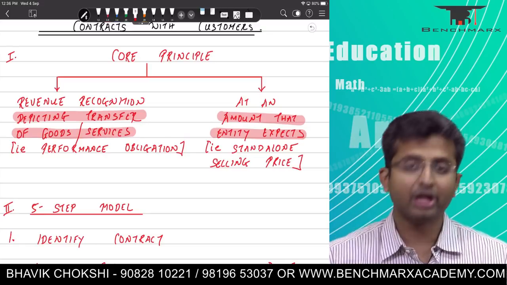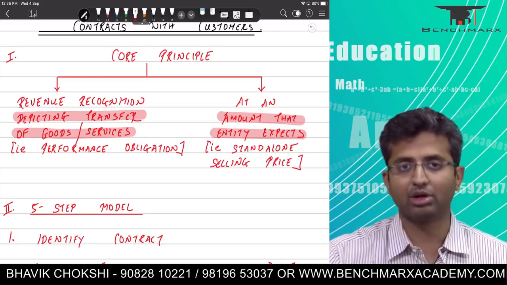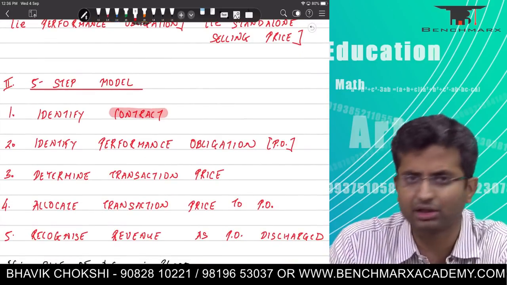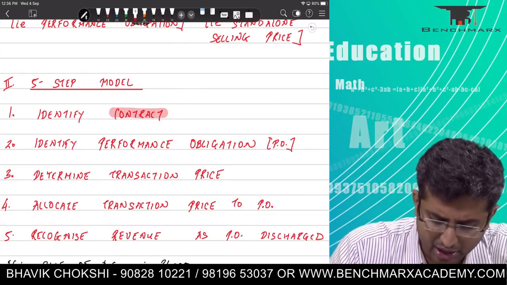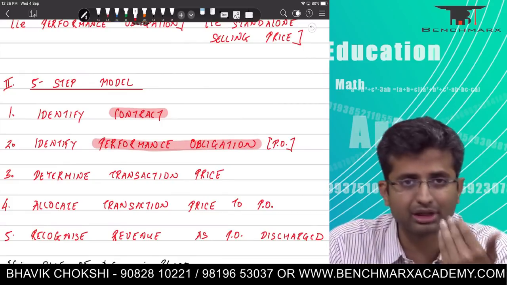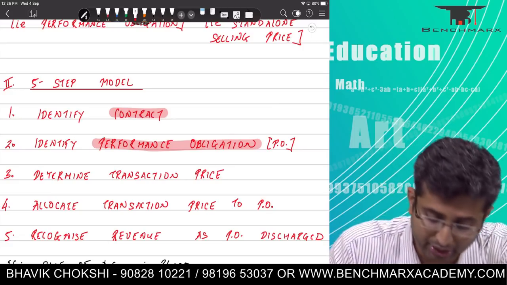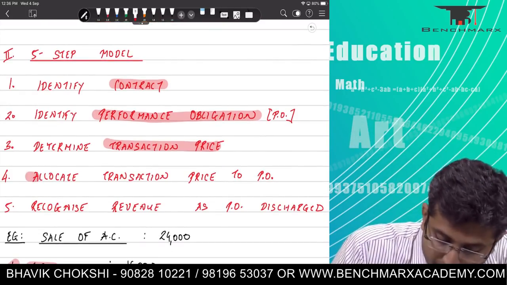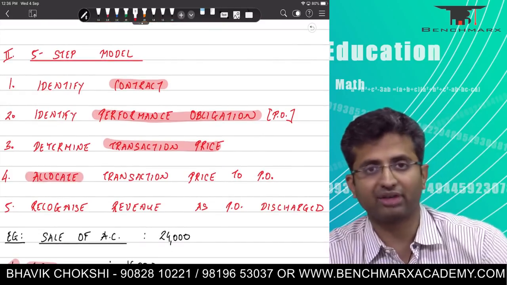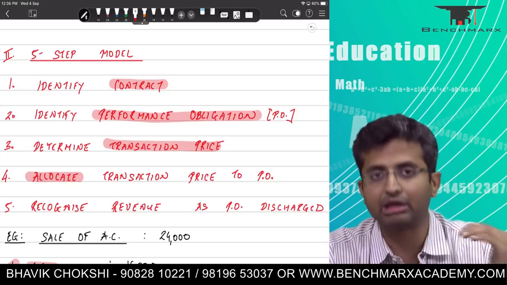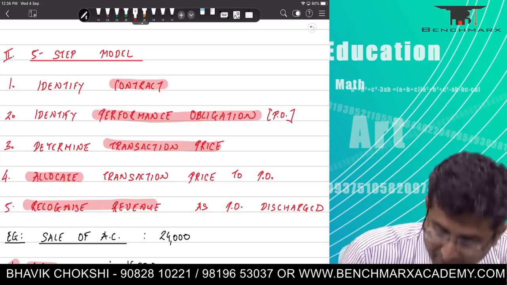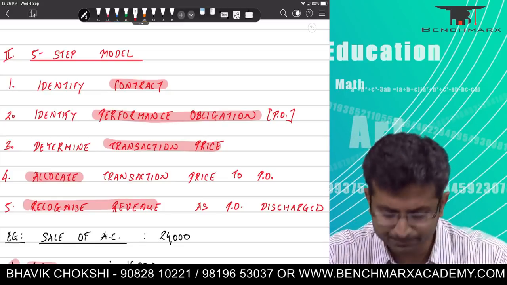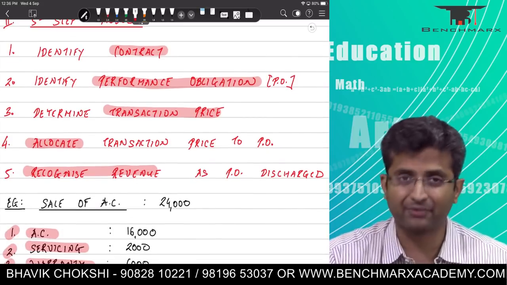Okay. So in order to implement the revenue recognition framework, the standard provides 5 steps. It says that you need to first identify the contract. Second, identify performance obligations. In our example, these were the AC, warranty and servicing obligations. Determine transaction price. In our example, it was 24,000. Allocate the transaction price to performance obligations. In our example, these were 16,000, then 2,000, and then 6,000, and then recognize the revenue. As and when you discharge performance obligations, you will recognize the revenue. Okay, so that is the 5-step model.